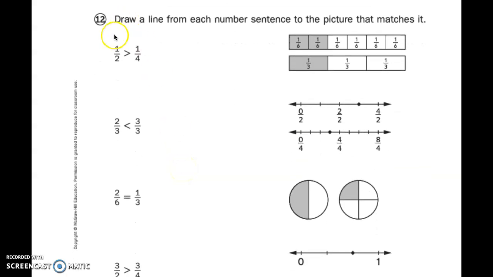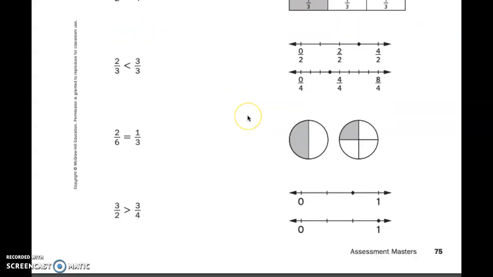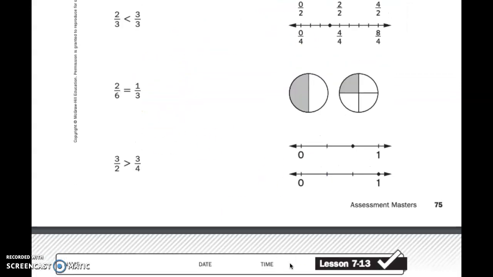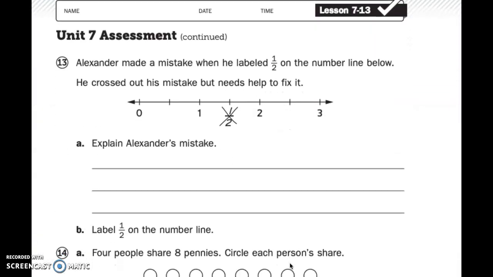Number 12 says draw a line from each number sentence to the picture that matches it. So 1/2 is greater than 1/4. Which of these pictures is showing it? So I draw a line from here to here, or from here to here, whichever one matches. 2/3 is less than 3/3. Would this one be showing it? This one, or this one. So match those up. And now we are finally on our last page.